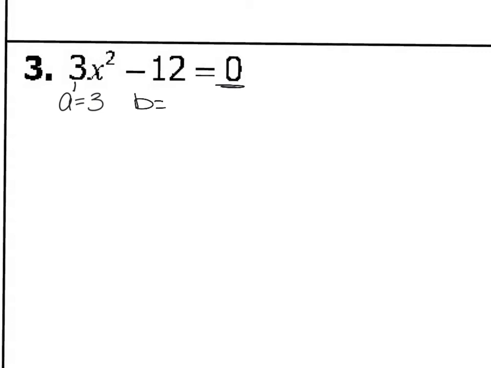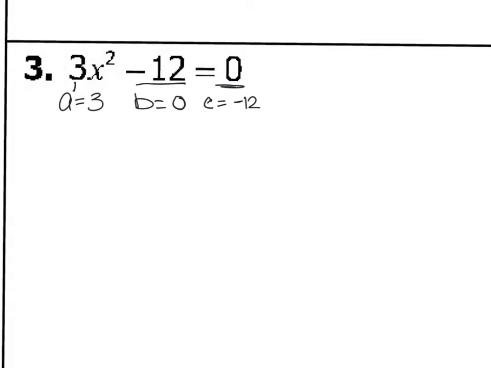Do I have an x? No. So b is going to be 0. And then c is your constant. It's your number without a variable. Okay? All right, so we go ahead and you say, well, what am I going to do with 0? Just calm down. It'll work. All right, so we're going to plug in our numbers.